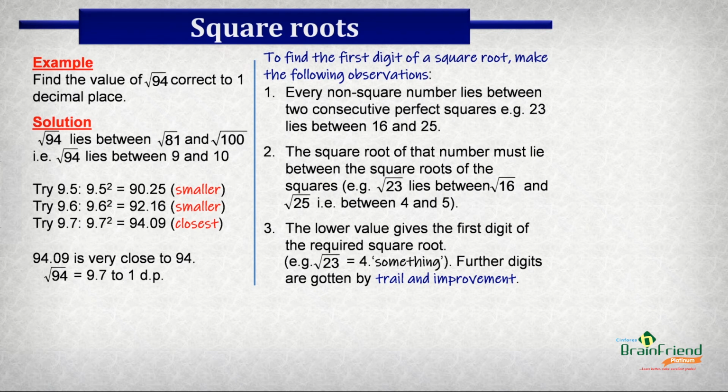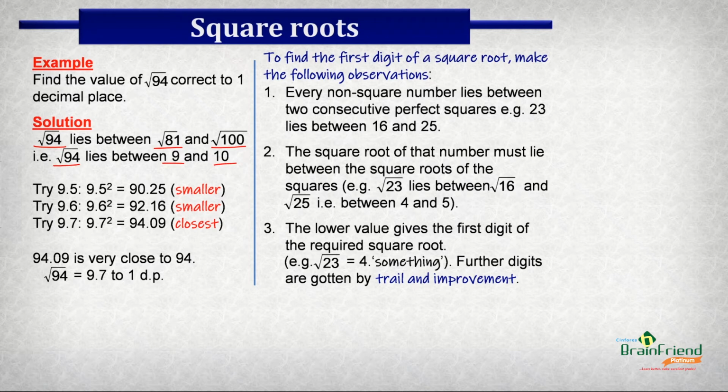Still talking about square roots, we have an example that says find the value of root 94, correct to one decimal place. Before we solve this, recall I mentioned earlier that between two rational numbers, you have at least one irrational number. Now, root 94 obviously is an irrational number, but it lies between root 81, which is a rational number, and root 100, which is also another rational number. So, the solution to root 94 is a number between 9 and 10.